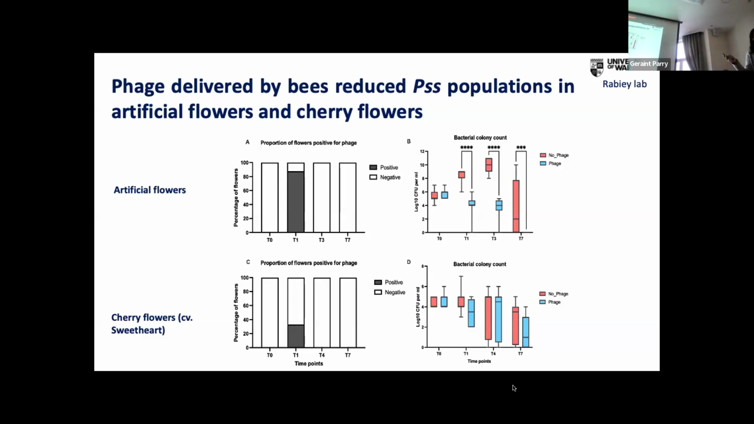But having said that, working with trees is quite challenging. For example, there is the number of trees that we could use in the glasshouse, and the number of flowers that each tree has. For the artificial flowers, we collected 24 flowers per time point, but here we only had access to 12 flowers per time point. So there's a difference in the number of flowers we've taken. Also, there's a short window in which we could do the real cherry flower experiments.